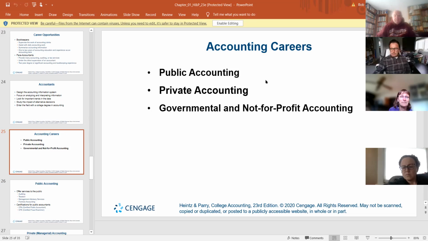And here they talk about accounting careers: public accounting, private, and government. Public accounting means you become an employee of a CPA firm. You work for a CPA firm and your job is to audit companies within your purview. They send you out to Ford Motor Company to prepare the audit of that company. That's called public accounting.